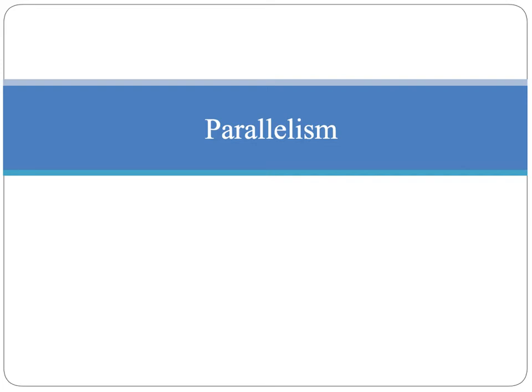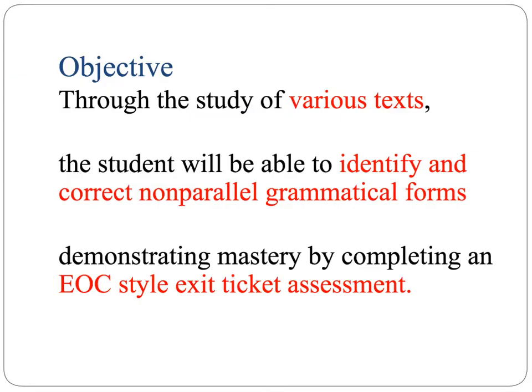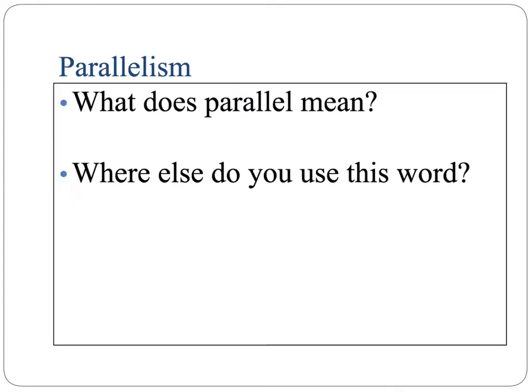So the first skill we're going to be looking at today in this lesson is parallelism. Our objective for today is, through the study of various texts, the student will be able to identify and correct non-parallel grammatical forms. You'll demonstrate mastery through an EOC-style exit ticket at the end of the assessment that will have parallelism as well as the other skills we're going to look at today in it.